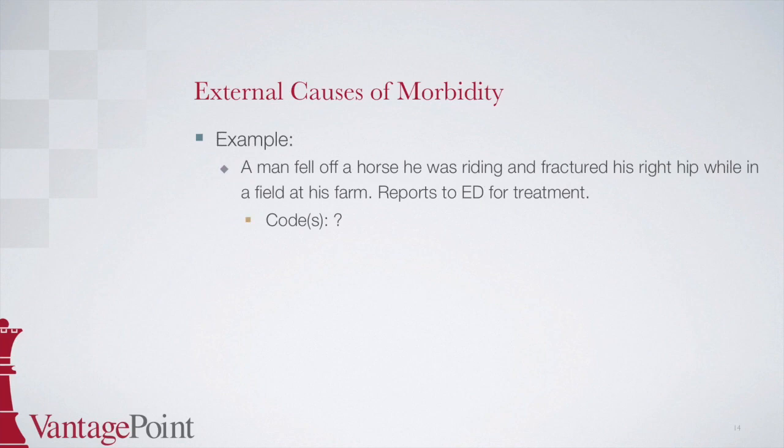Now I want you to practice. A man fell off a horse he was riding and fractured his right hip while in a field at his farm. He reports to the ED for treatment. How would you code this? Please pause the webinar to complete this example and then hit play to continue and learn the answer.